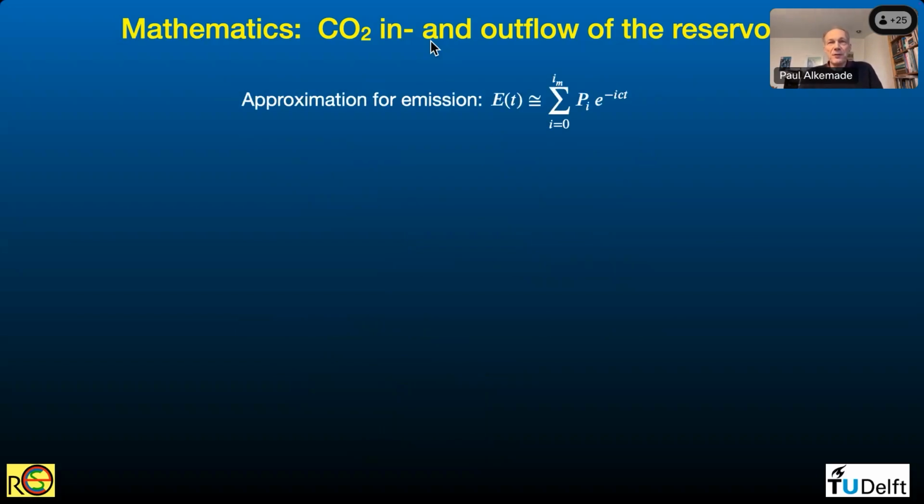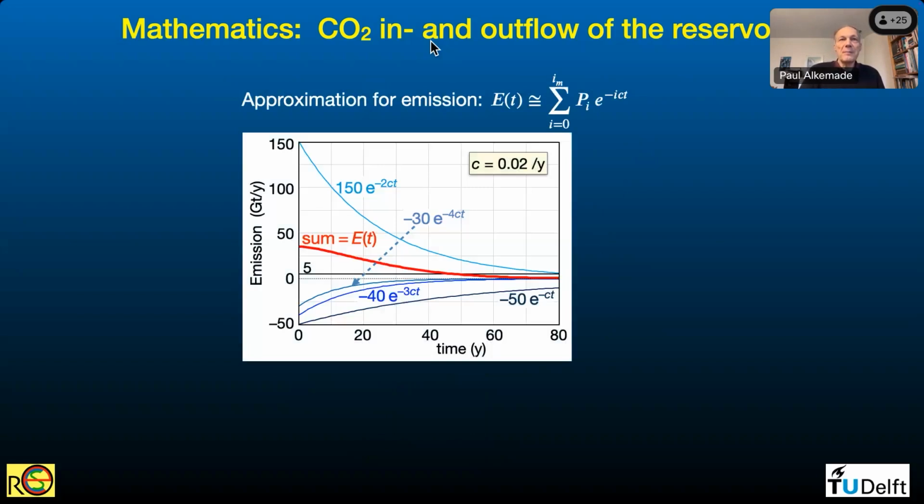ET, the emission function, is a rather strange one, can be anything, but that one will be written as a sum of exponential decaying functions. For example, here, the red one is the sum emission term. It's the sum of exponential decaying functions. To the right, here's a table of the prefactors.